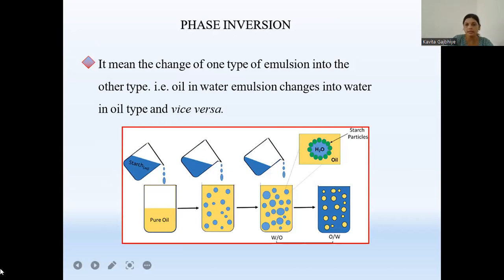You can see this in the diagram. And in the third step, you can see the formation of a water in oil type of emulsion. But when we add an excess amount of dissolved starch in water, it converts into an oil in water type of emulsion. So this is phase inversion, which occurs due to excess addition of one phase into the other phase.